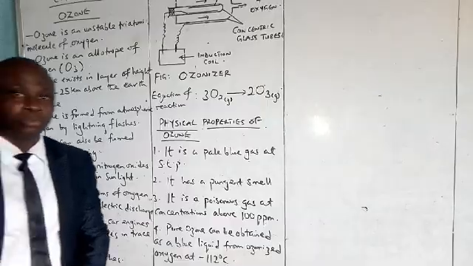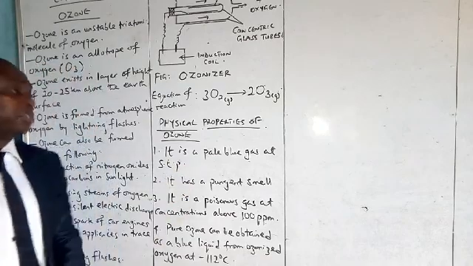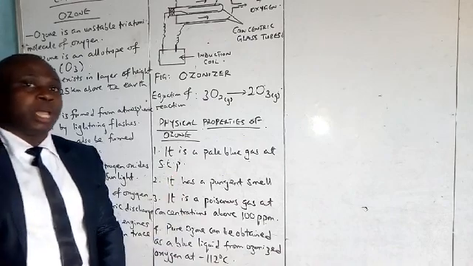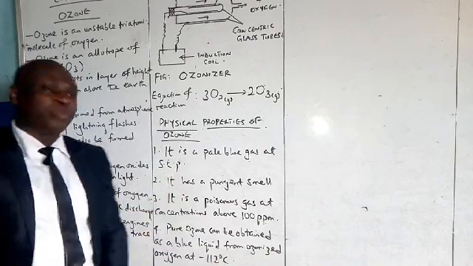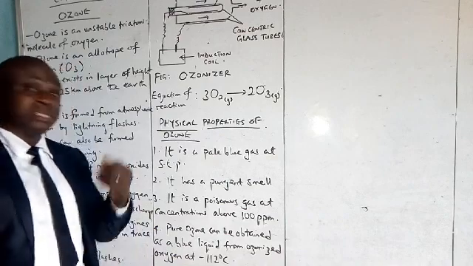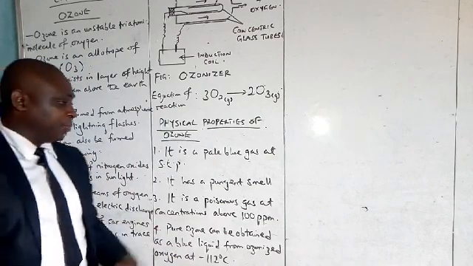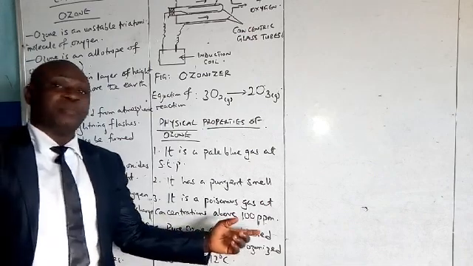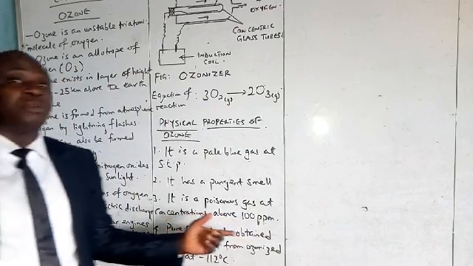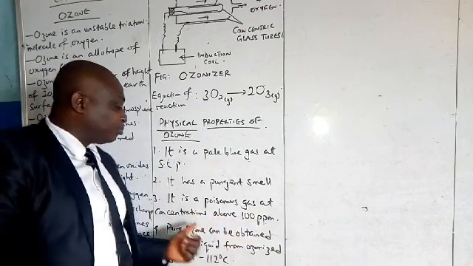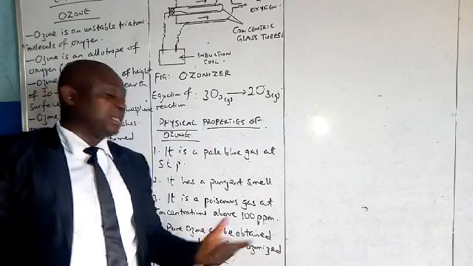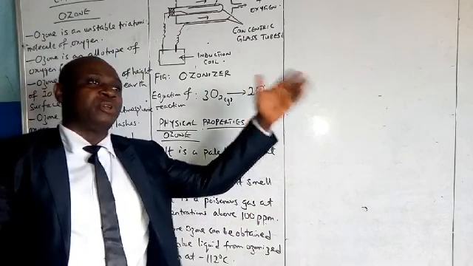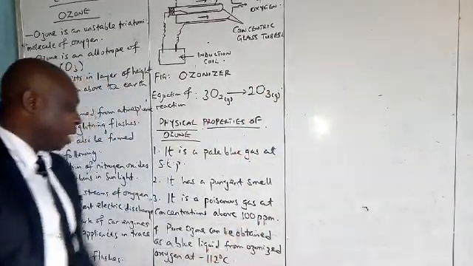Number one of its physical properties is that it is a pale blue gas at standard temperature and pressure. Number 2, it has a pungent smell. That is, it does not smell nice. Number 3, it is a poisonous gas at concentrations above 100 parts per million. However, some other schools of thought say its poisonous state is at 120 parts per million. So we can have the range of 100 to 120 parts per million.